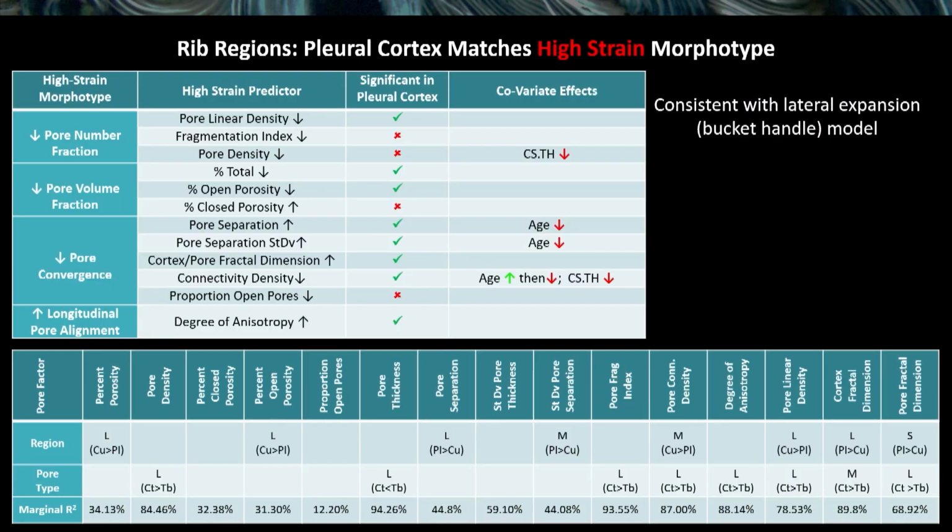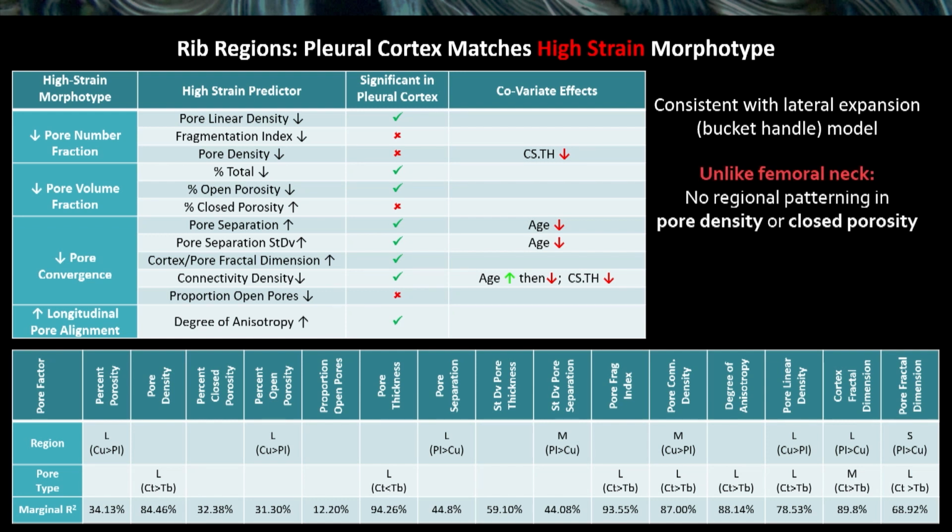The rib regions also matched this high strain morphotype in the pleural cortex with the traditional model where the lung side is compressed and the skin side is tensed. But it was a little more dysregulated. There was less consistent regional patterning in some of the variables, and it was more sensitive to age and cortical thickness.